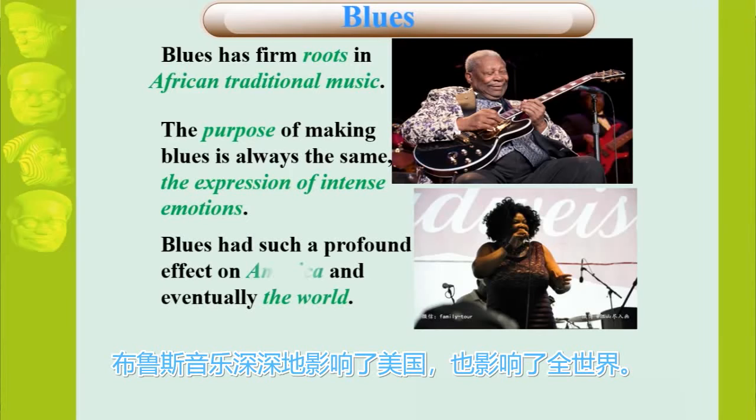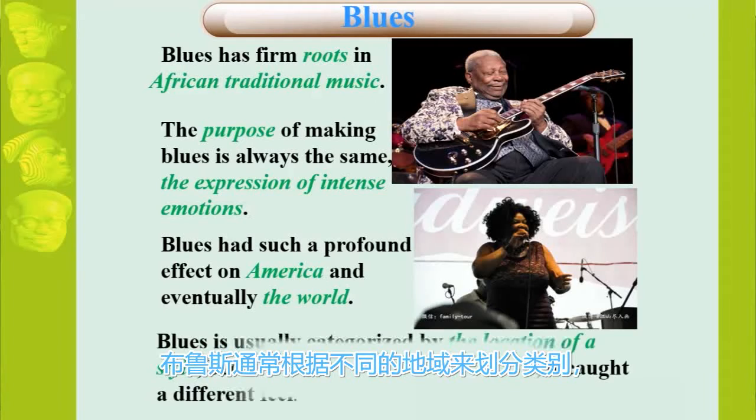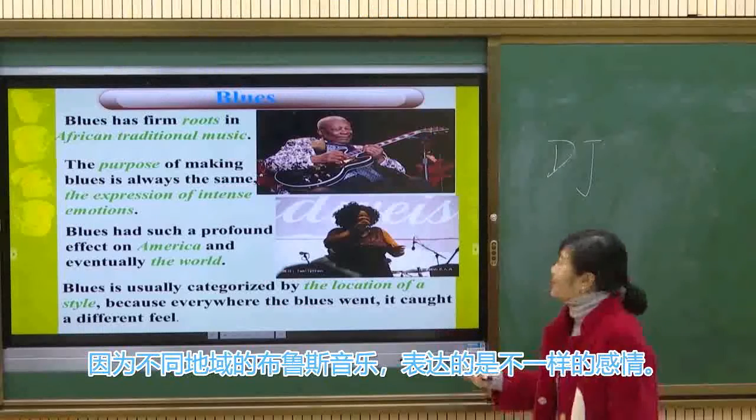And blues had such a profound effect on America, and eventually it is influential in the world. Blues is usually categorized by location of a style. Location means place, yes, because everywhere the blues went, it caught a different feel. So according to different places, there will be different kinds of blues. Yes, that's it.